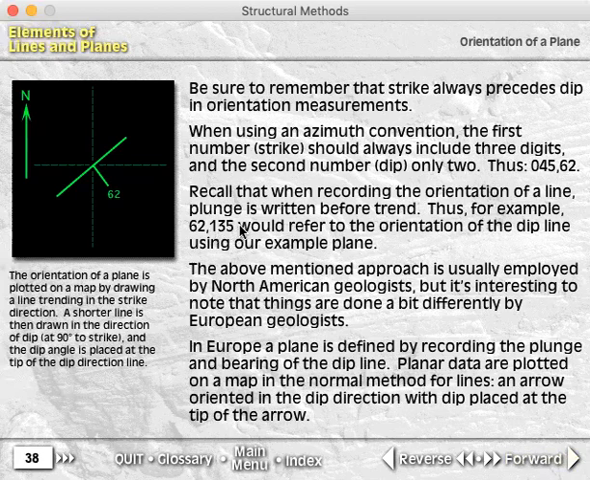Again, the key here is being able to tell the difference between plunge and how it is reported, and strike and how that is reported. If you didn't quite get that, play this through again, read it so that you understand how to report a strike and dip of a plane versus the trend and plunge or plunge and trend of a line.